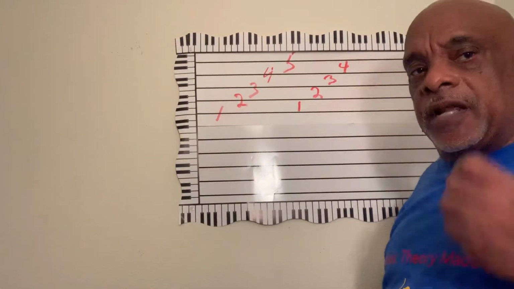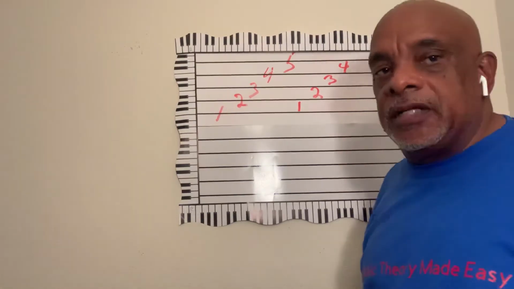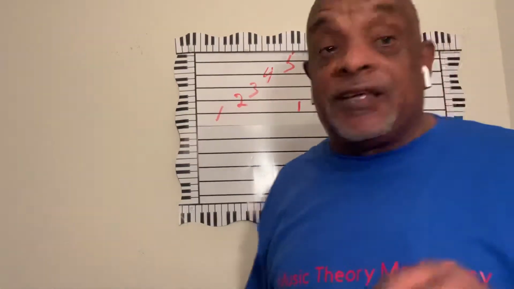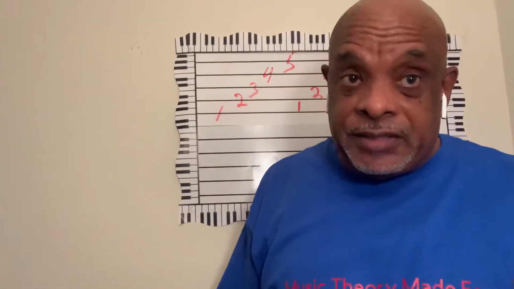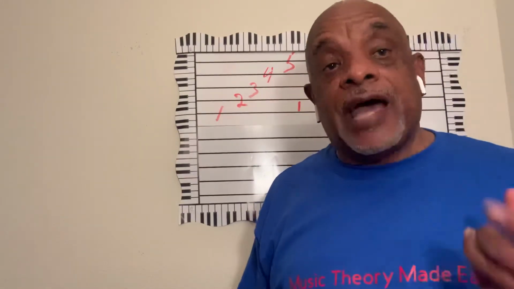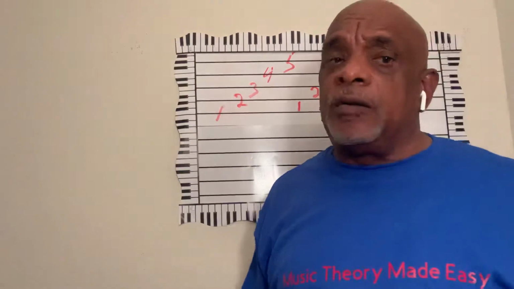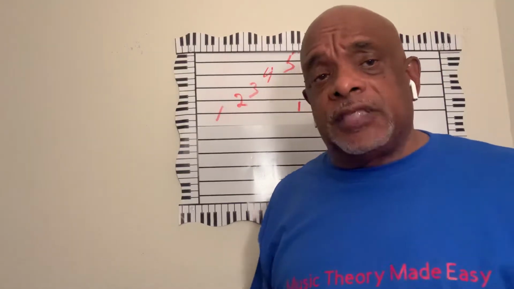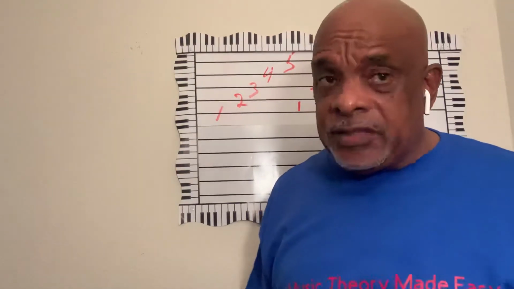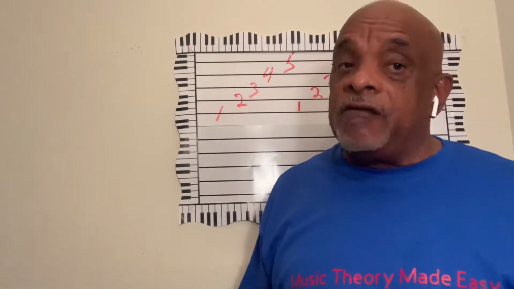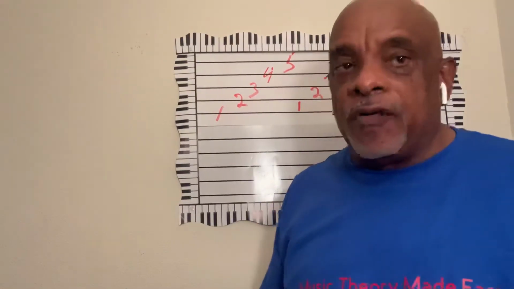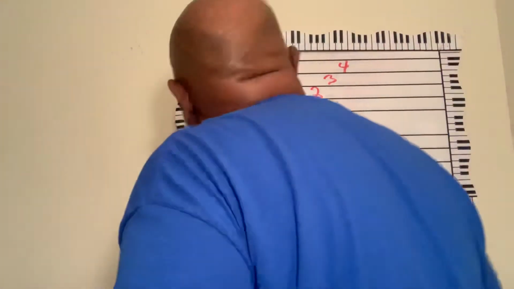So let's recap a minute. A staff consists of 5 lines and 4 spaces, and you count a staff from bottom to top. One more time, I want to make sure you got it. A staff consists of 5 lines and 4 spaces, and you count a staff from bottom to top. All right, let's move on.